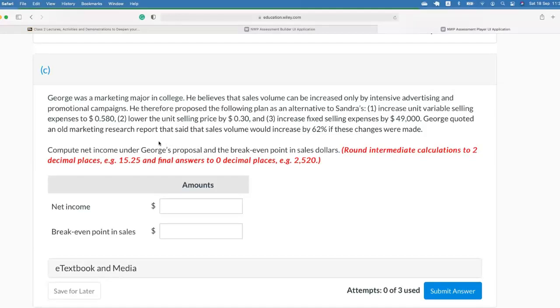George, who was a marketing major in college, believes that sales volume can be increased only by intensive advertising and promotional campaigns. He therefore proposed the following plan as an alternative to Sandra's. Increase unit variable selling expense to 0.58.